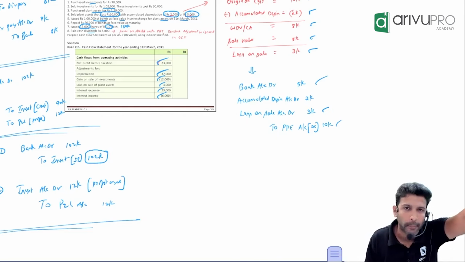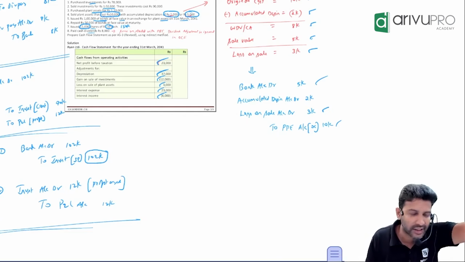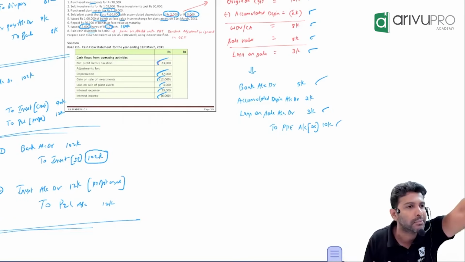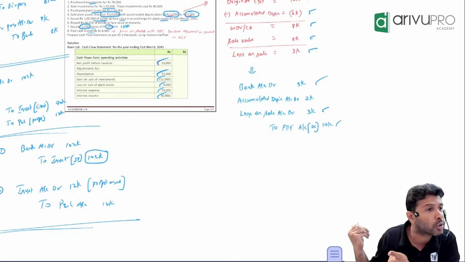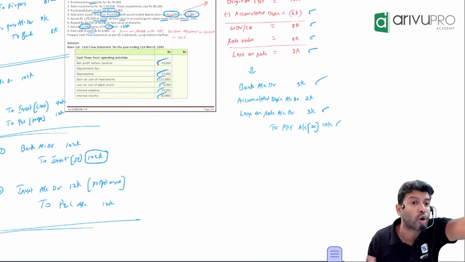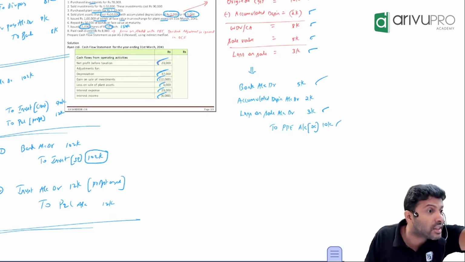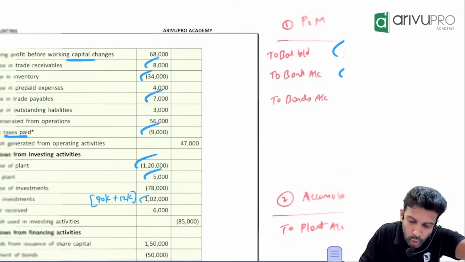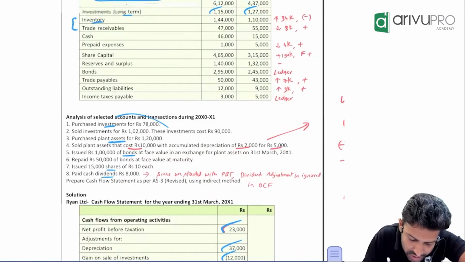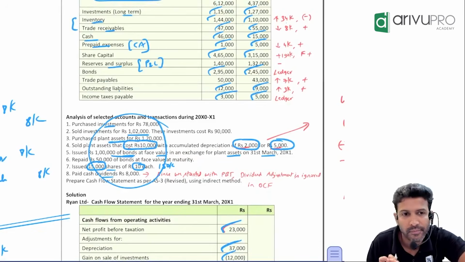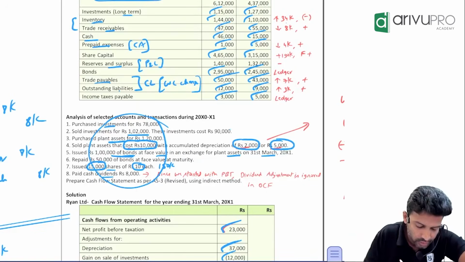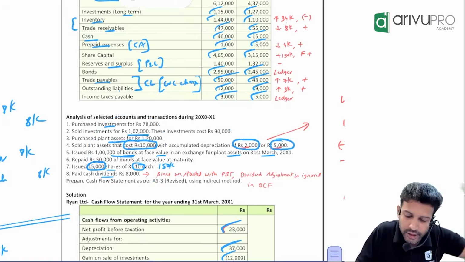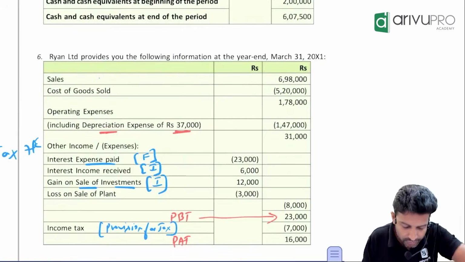Then purchase of intangible asset, sale of intangible asset, not there at all. Then investment purchased, sale of investment, captured through the ledger. Next two components: interest received and dividend received. Nowhere will they comment about interest received or dividend received. But does it mean it is not there, or it is there? Where will it be? First table.